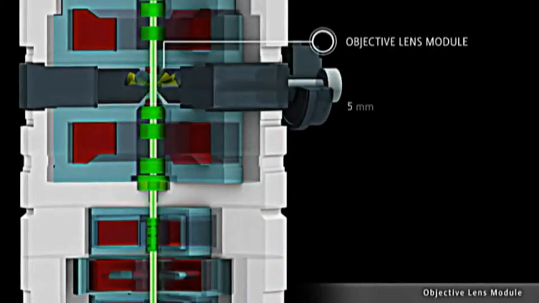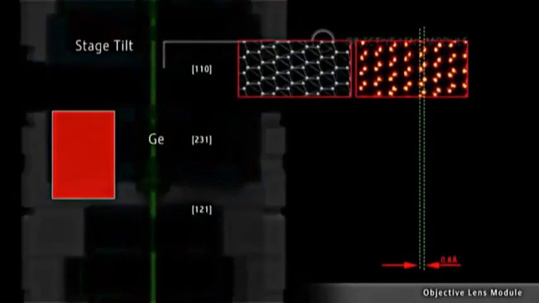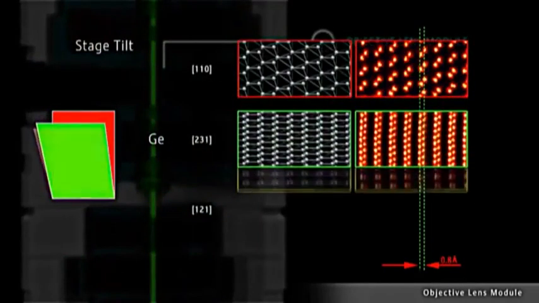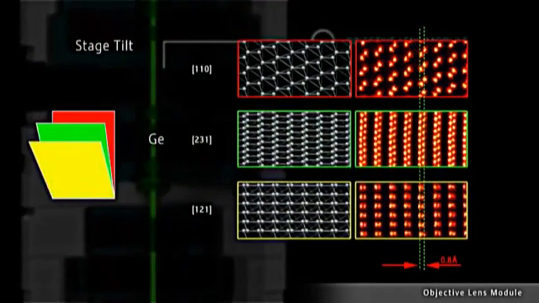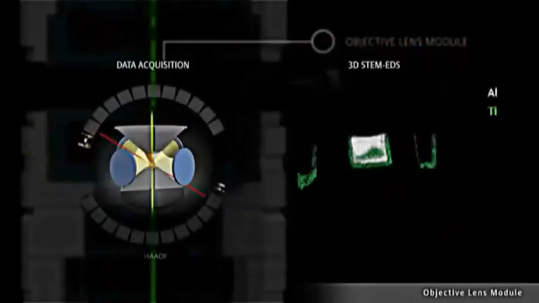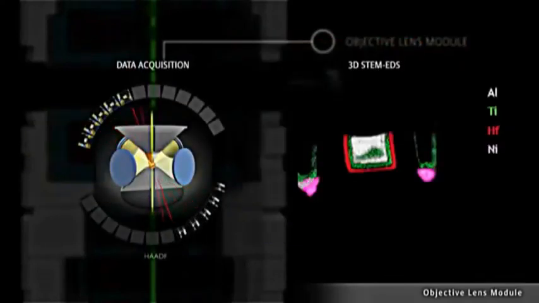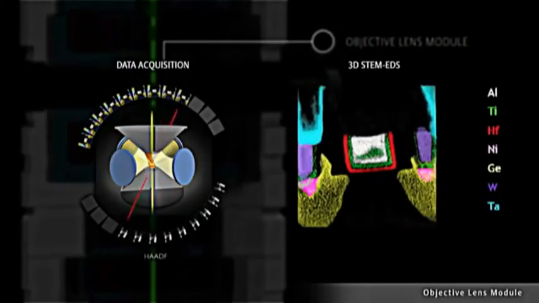The Super Twin lens has a large pole piece gap of 5 millimeters. This allows for a large tilt range of the specimen. This range is important to orient polycrystalline specimens in the desired projection, so that the structure can be determined in 3 dimensions as illustrated in the atomic resolution images of germanium in different projections. In complex multi-composite materials, the high tilt range of up to 70 degrees enables 3D imaging with tomography techniques.